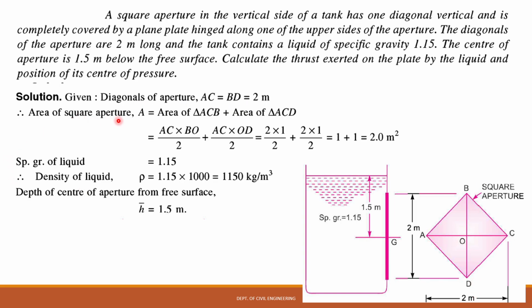Now area of the square aperture. We need area A for finding out F. So area is equal to, here this square area can be split into two triangles. Am I right? Triangle ABC and triangle ADC. So this total area is equal to area of triangle ACB and area of triangle ACD. Okay, so for triangle the equation is half BH. So based on that we can find out the area. The area is 2 meters square.